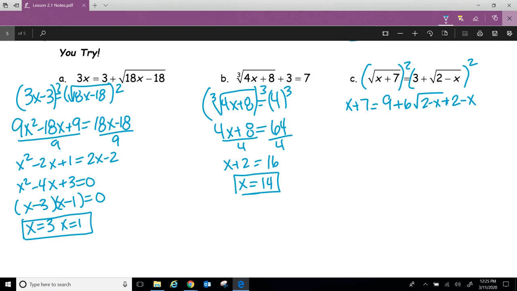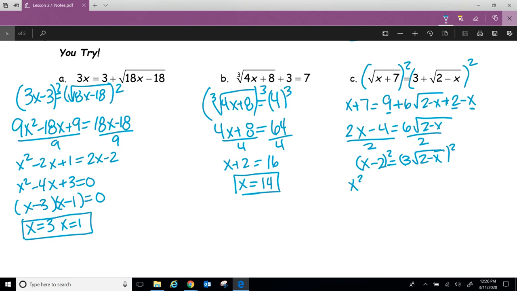Now I've got just one radical, so I'm going to get that one radical by itself. I'm going to move this x over here to the other side. x plus x is 2x. And then I've got 9 plus 2 is 11. So when I bring it over, I've got 7 minus 11, which is negative 4. It's equal to 6 square root 2 minus x. Again, everything's divisible by 2, so any chance you get to make it a little smaller, it's going to help your numbers in the long run. Can you get the answer without doing this step? Absolutely. All right, we're going to square both sides now.